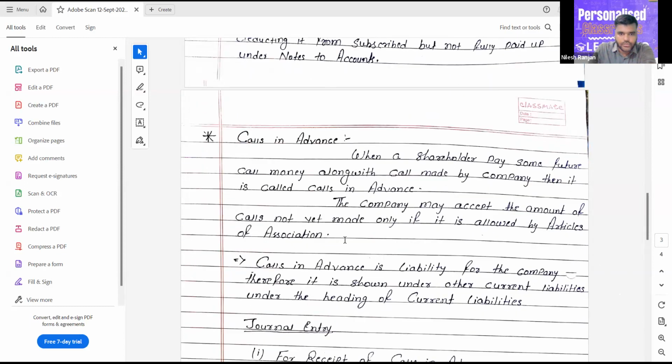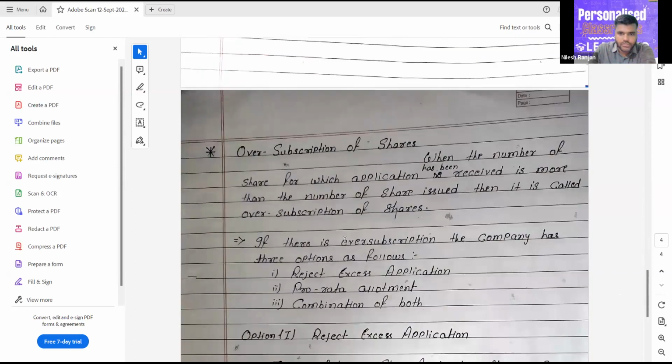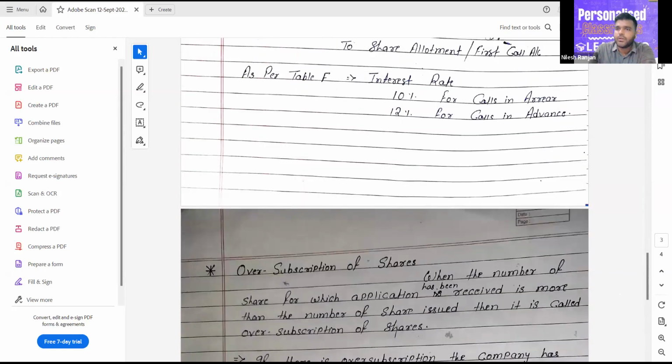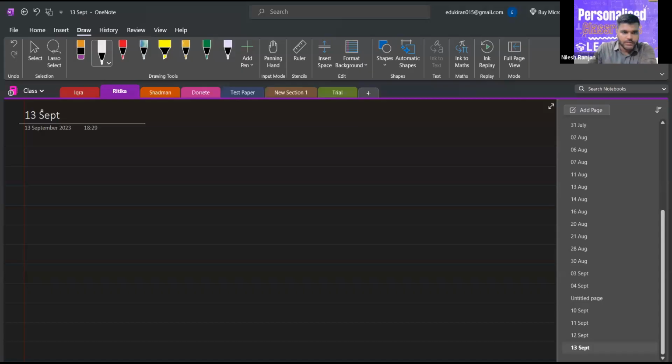Calls in arrears is completed. Calls in advance to the subscription. Okay, now the forfeiture part. Actually, generally, it takes some more time to understand forfeiture, but you have to understand the concept in very little time.